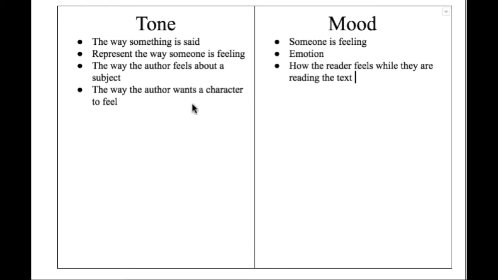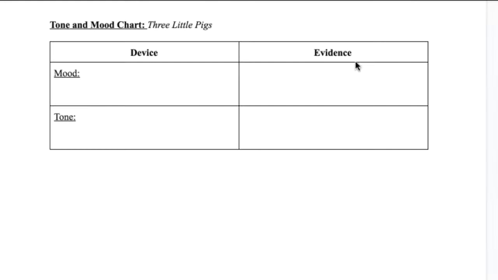So, what we're going to do now is I'm going to do an example of a tone and mood chart using the text The Three Little Pigs with you all. Before I do an example of that, I'm going to show you the chart that we are going to use. Okay, so here's the chart that we're going to use today in class, and I'm going to model it first for you using the story of the Three Little Pigs.